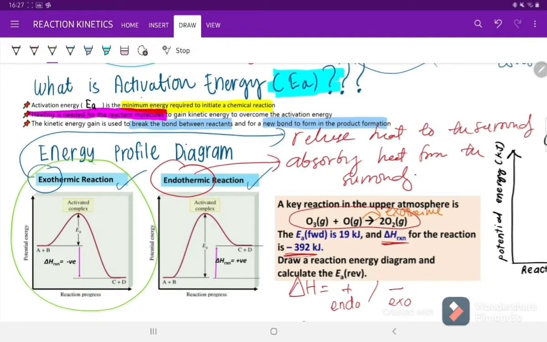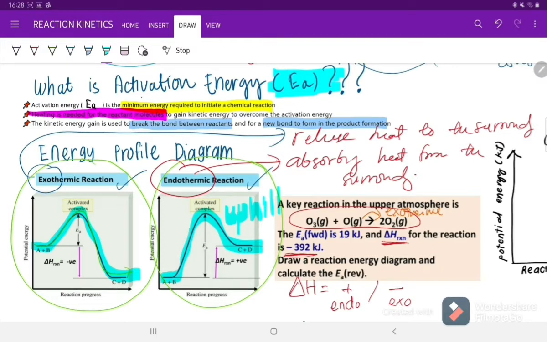Here is the energy profile diagram for an exothermic reaction, and the second one is for an endothermic reaction. I always refer to an exothermic reaction as moving downwards, going down the hill, because as you can see, the curve is going down. Whereas in an endothermic reaction, I refer to it as going uphill. In exothermic, it's going down the hill. That's how I remember this type of sketch.